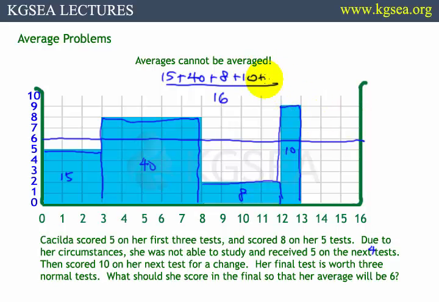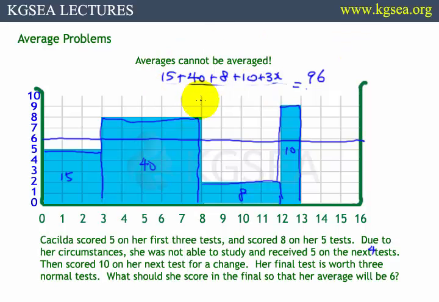One we do not know. Whatever score she has to get is 3x. That should be equal to 6. So if you add all this, let me multiply 6 with 16 here. There's no point in dividing 16 and 6. That would be 96.